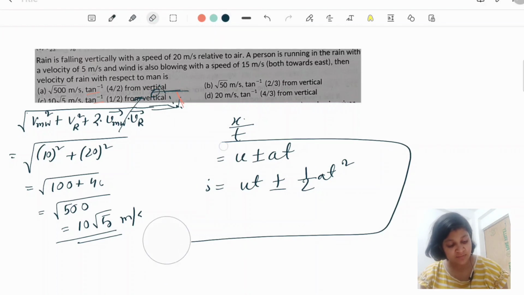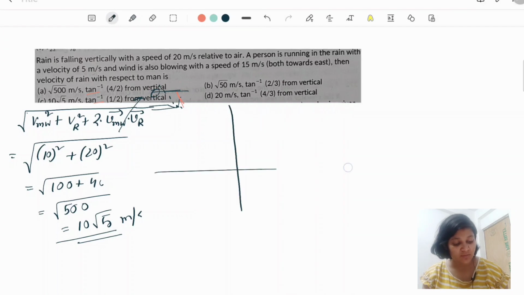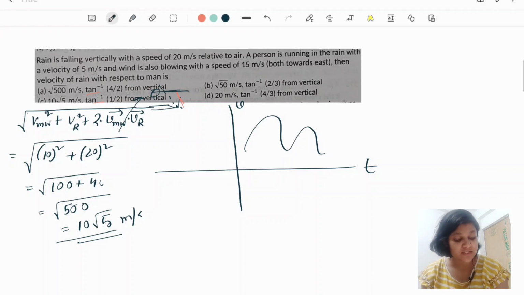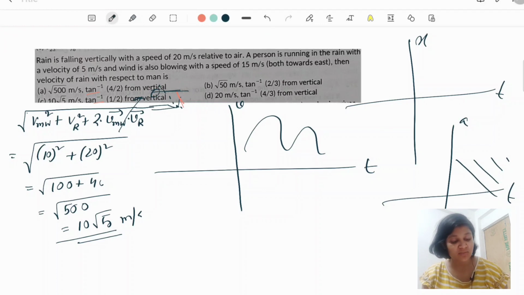Apart from this type of problems, descriptive problems, there is another type of problems that will be given from this chapter, and those are the problems where you will be given a random graph like this, and you will be asked under what condition a particle will exhibit this type of relation between velocity and time, or between distance and time, or between acceleration and time. They'll be giving you graphs like this. Either they'll be asking you to find out the equation of motion, or they'll be asking you the relation between v and t, for which the graph will show a form like this. So we will also solve this type of graphs in our upcoming session.